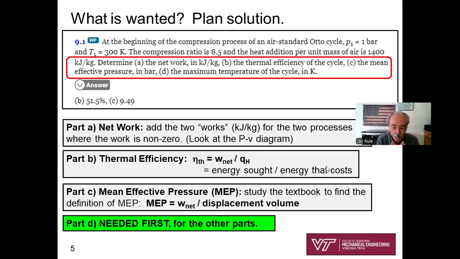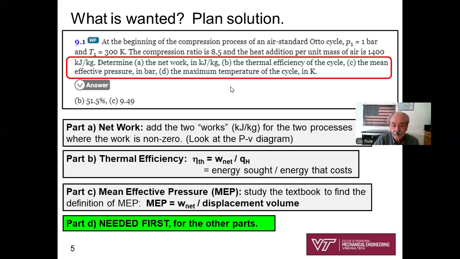Part C, a little tougher, mean effective pressure. I'm going to have to tell you, because I didn't pay much attention to my dad working on the car engine, I had no idea what mean effective pressure was until I stepped foot in one of my final thermodynamics classes. So we're going to study what mean effective pressure means. It's going to be little W net divided by the displacement volume. That's the change in volume from bottom dead center to top dead center. And so we'll talk about that a little bit later.